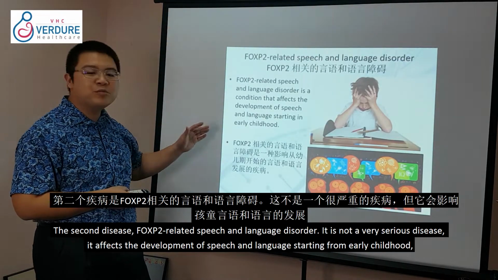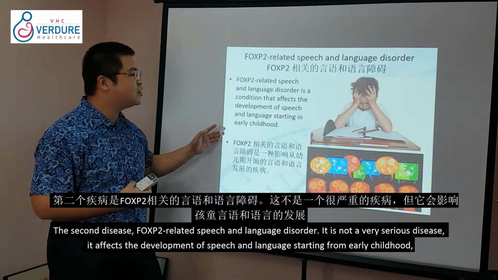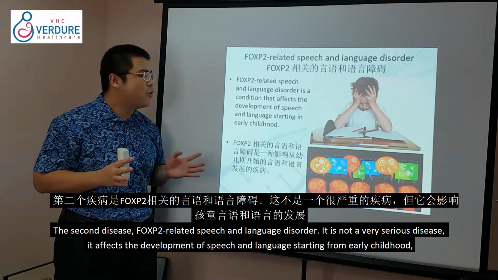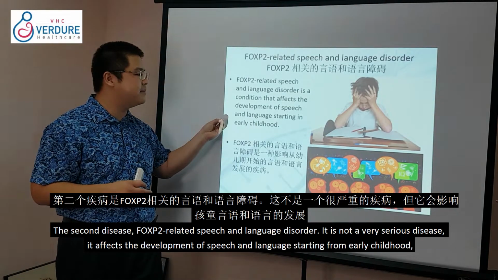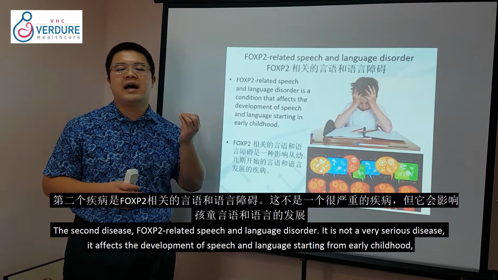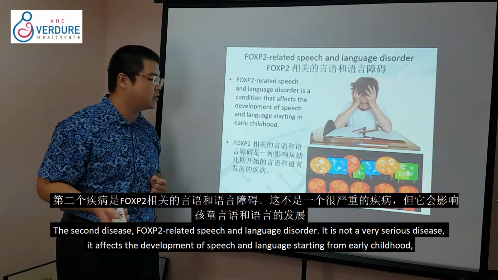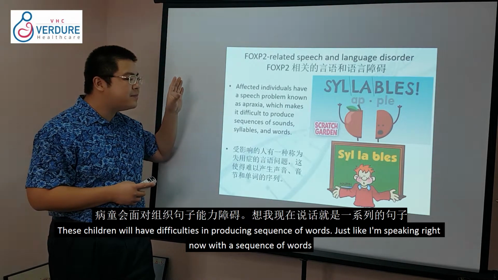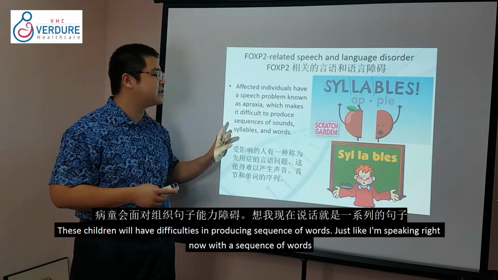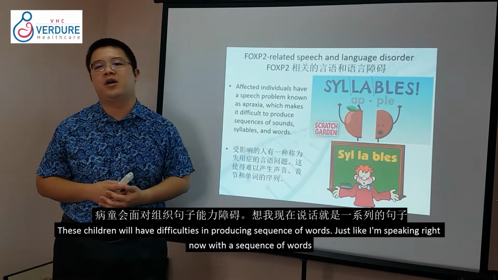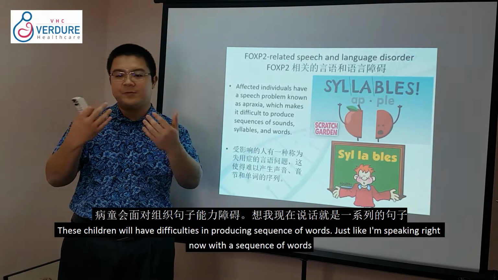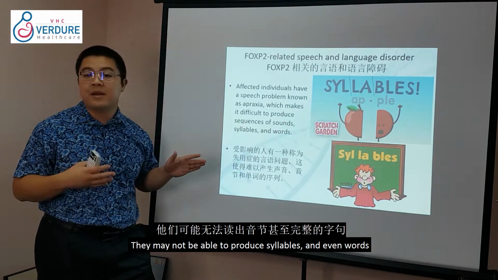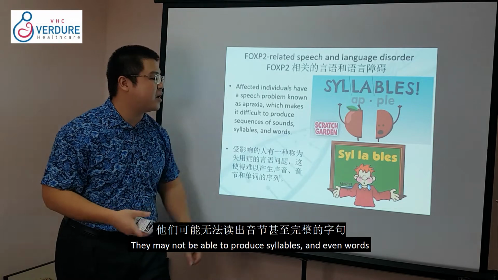All right, let's move on to the second disease, FOXP2. So FOXP2, it's not a very serious disease whereby it affects the development of speech and language development in early childhood, or starting from early childhood. So what's going to happen is that these children will have a lot of difficulties producing sequences of words, just like I'm speaking to you right now in a sequence of words. Syllables, they might not be able to produce syllable sounds and even words, okay?